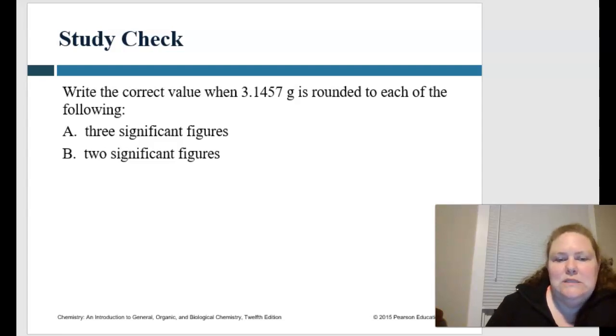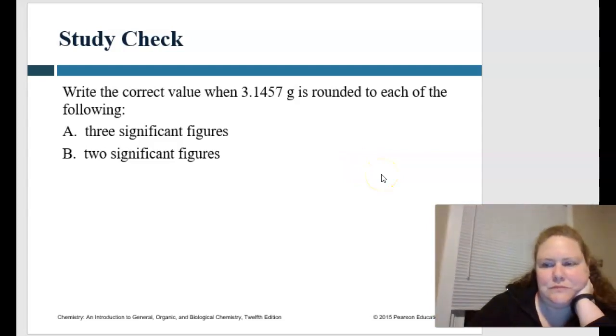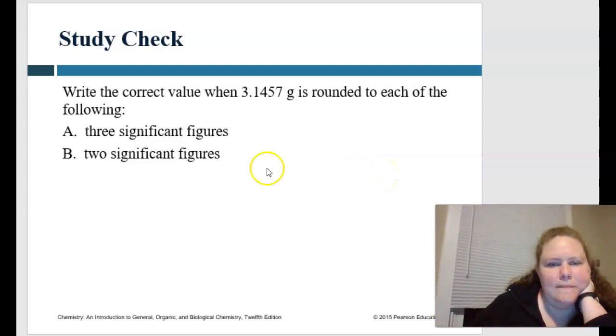So let's do a little study check now. Write the correct value when 3.1457 grams is rounded to either 3 sig figs or 2 sig figs. Okay, so take a second to think about that.